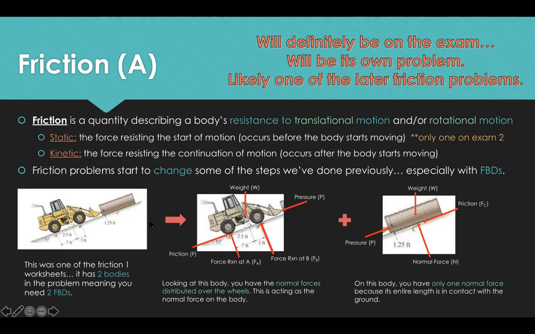So here's one of the problems we were given. I like this one a lot because it kind of talks about every single thing we have to talk about. You have 2 separate bodies here, right? You have the tractor and the whatever that is. I'm assuming it's a log. So, and they're moving up a hill, blah, blah, blah. Because you have two separate bodies, you need two separate free body diagrams, which is kind of what I did here. So I literally just broke up the problem.